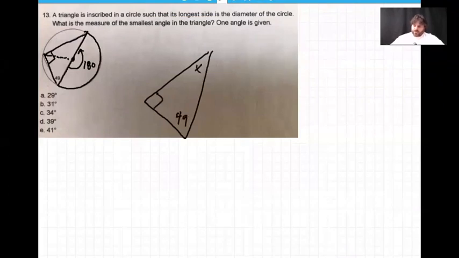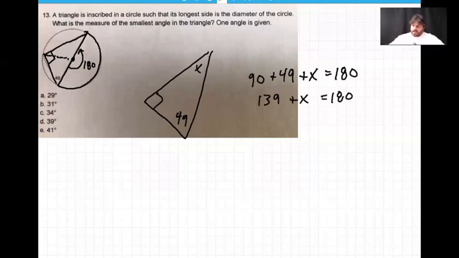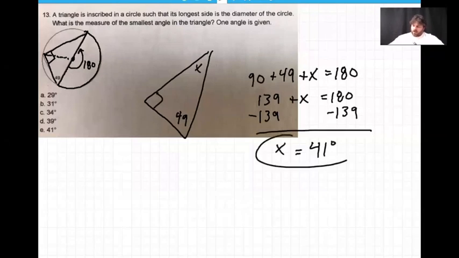Well, we can find this one then. We know that 90 plus 49 plus our unknown angle should equal 180. Right? The sum of those three angles of any triangle should add to 180. Well, I get 139 plus our angle equals 180. I take away 139 from both sides, I get 41 degrees for our angle x. So that's it. The small angle is 41 degrees.